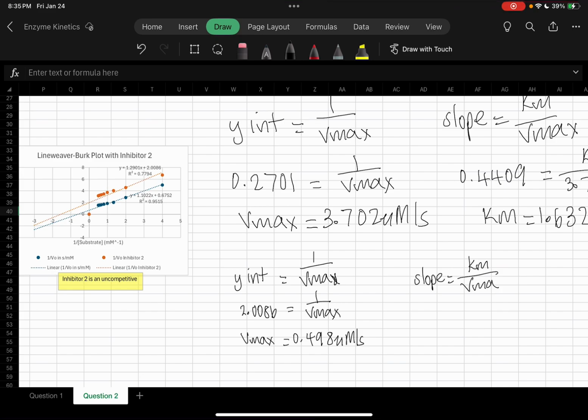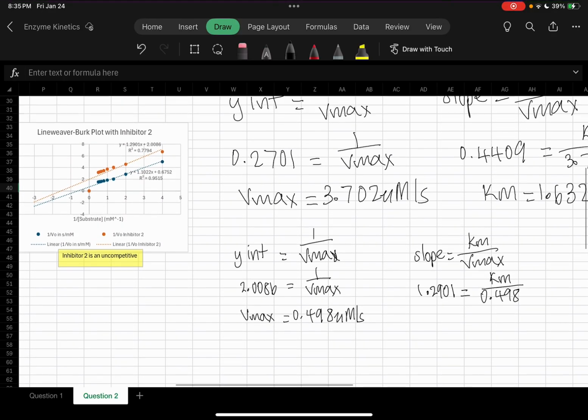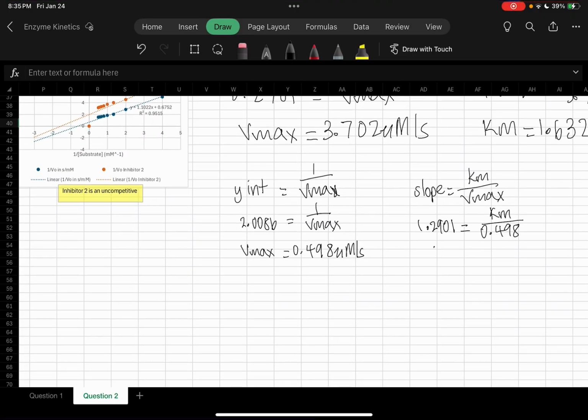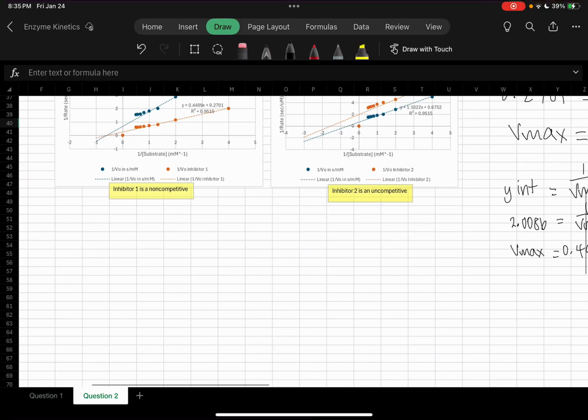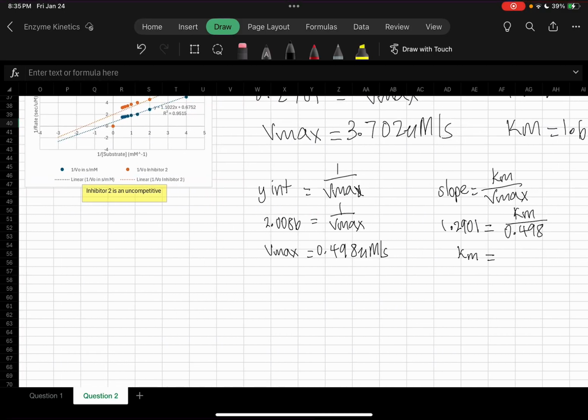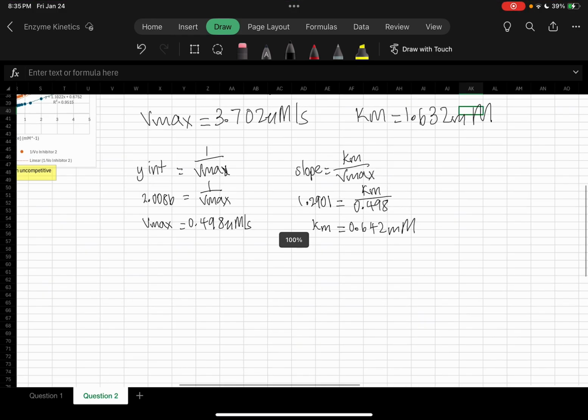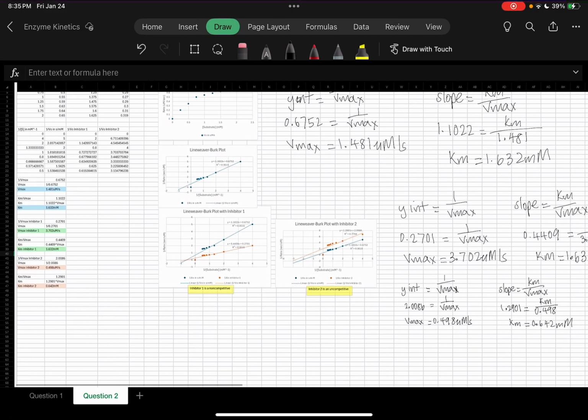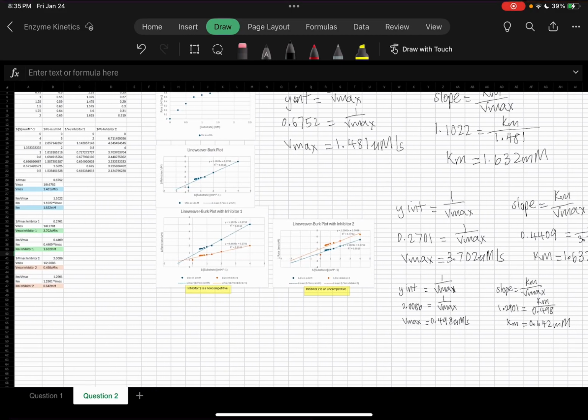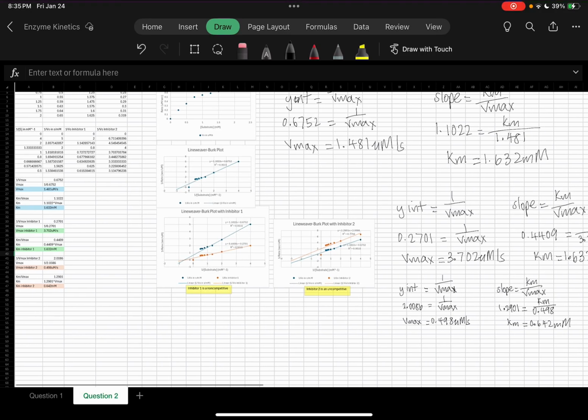And for the Km, we do the same thing again. The slope of that graph is 1.2901, which is equal to the Km over the Vmax, 0.498. Calculate that by multiplying both sides by 0.498. We find that the Km for inhibitor 2 is 0.642 millimolar.